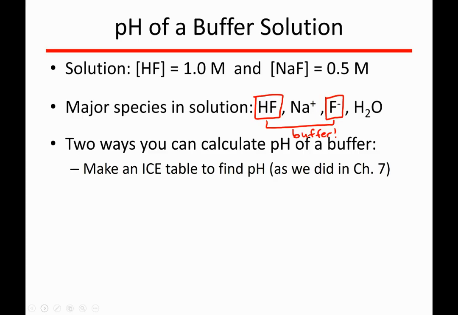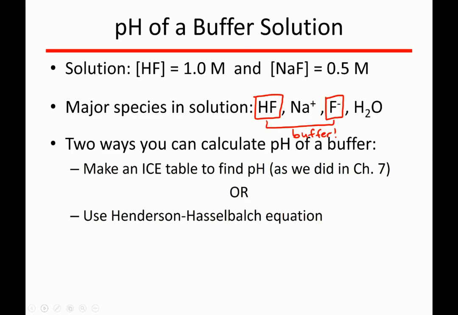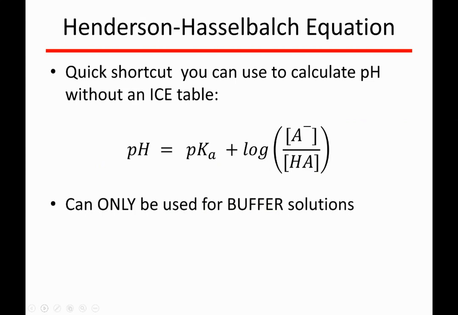I don't know about you, but I don't feel like making any more ice tables right now. And there's a way that we can avoid doing an ice table when we have a buffer, and it's by using this equation called the Henderson-Hasselbalch equation. This equation is a shortcut that allows us to avoid the ice table. This is what the Henderson-Hasselbalch equation says. It's a very quick way to find the pH.